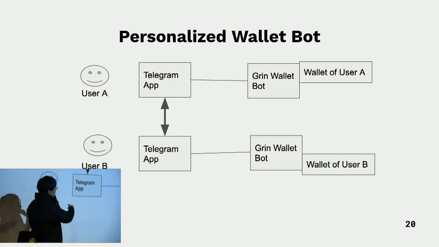In this case, each user has their own bot, which means the user has their own server. So I think in that case some kind of bot-as-a-service feature is required, so every user can just request the server and then run the bot. That kind of service provider is necessary, but it's not that beautiful.